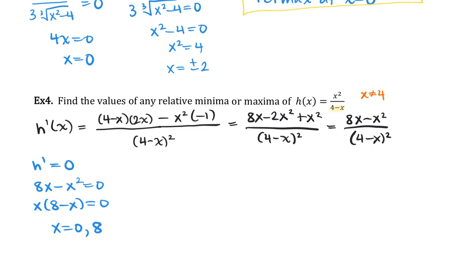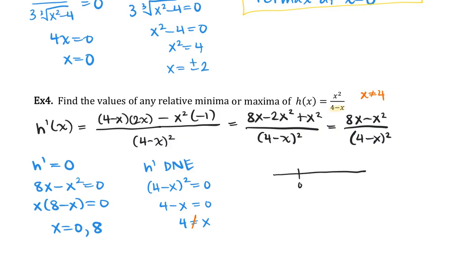Okay, let's try the next one. Let's see when h prime does not exist. H prime does not exist when the bottom is equal to 0. So I get 4 minus x equals 0. So x equals 4. Does that work in the original function? No, because if I plug in 4, the original function has an undefined value, probably an asymptote. Okay, so there's only 2 critical numbers, but I had to check that does not exist because that might have been other critical numbers. 0, 8.